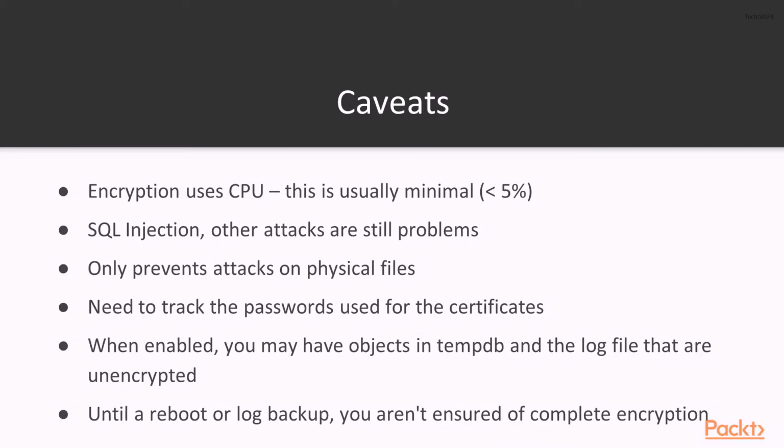One important thing is you have to track the passwords used for the certificates. As I've mentioned, if you restore to a different instance or you have a disaster recovery situation, you need the password in order to restore that certificate. And the last thing is, on large databases, when you enable this, it takes some time to enable TDE. You may have objects in TempDB or the log file that query this particular database where you've enabled TDE, and while the encryption occurs, we're not going back and encrypting data in log files or TempDB that is unencrypted. So until you reboot or have a log backup, you're not assured that you have complete encryption.